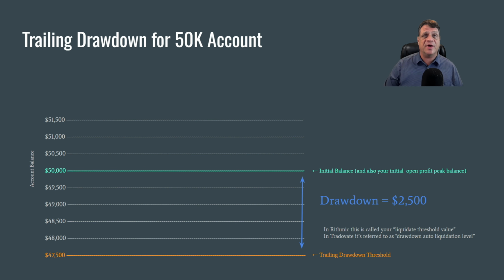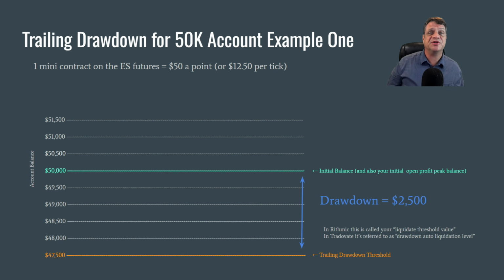Now the thing about Apex is, this threshold value is trailing. However, it doesn't trail your end of day balance like other more expensive prop firms. It trails your intraday highest open profit peak balance. Let me show you what I mean.